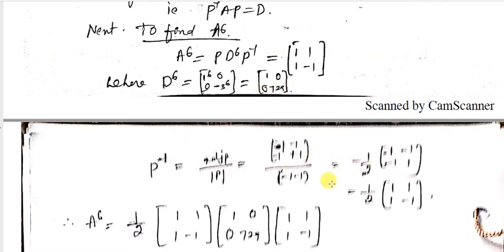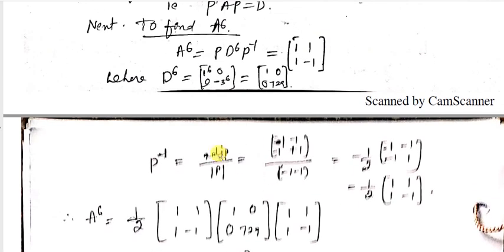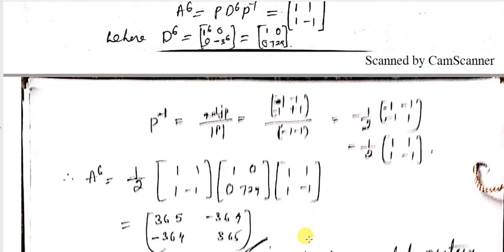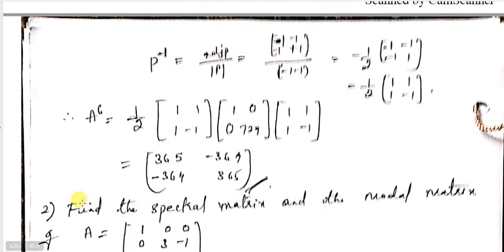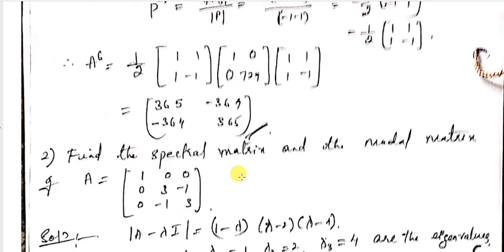P inverse we have already found. Substituting in the expression A power 6 is equal to P D power 6 P inverse, we get 1 by 2 times the matrix 1, 1, 1, minus 1 into 1, 0, 0, 729 into 1, 1, 1, minus 1. Multiplying the matrices, we get A power 6 as a matrix in the form 365, minus 364, minus 364, 365. So this is how we can compute the powers of A once we reduce the matrix A to diagonal form.